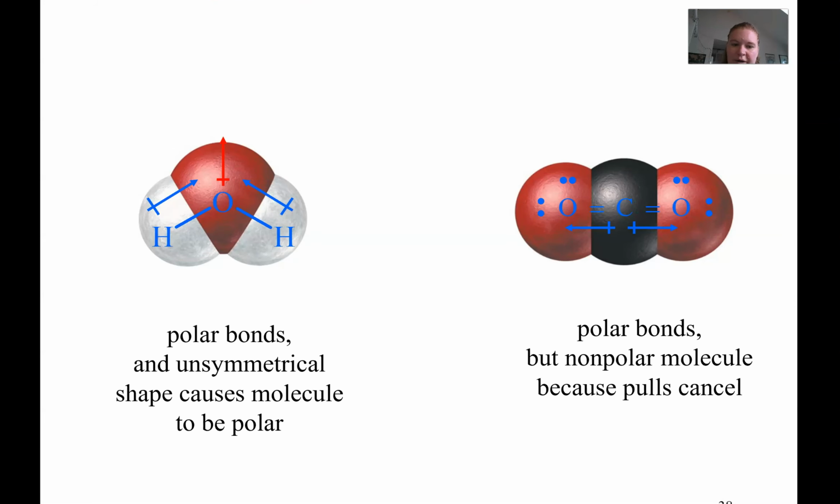We have water and carbon dioxide. So water, we're trying to answer the question, is it a polar molecule? Water has polar bonds, so it checks the first box. And it's unsymmetrical because there's lone pairs on the oxygen. So that means that this molecule is polar.